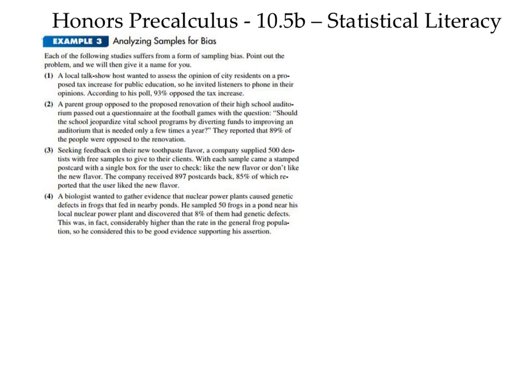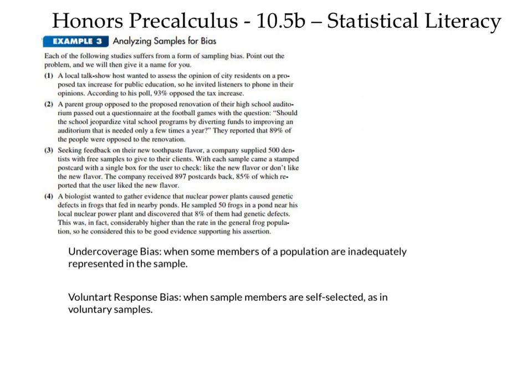Secondly, listeners had to be a little fired up already about the question to go to the phone, and coming out against a tax increase fires people up. This is called voluntary response bias. The 93% number had to be likely much higher than the population. So our first example had two types of bias.